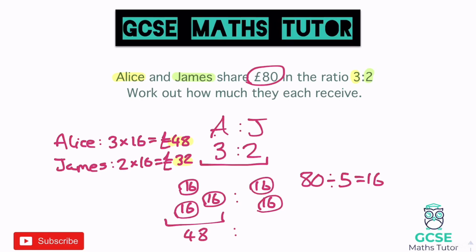And James is getting the 2, and that's worth 32. So you could rewrite it as a ratio, 48 to 32. Obviously it's about money, so we should include the pound sign there. But there we go. Now a lot of these questions I'm going to focus on to start with, I am just going to be looking at money, but these questions can be to do with anything.